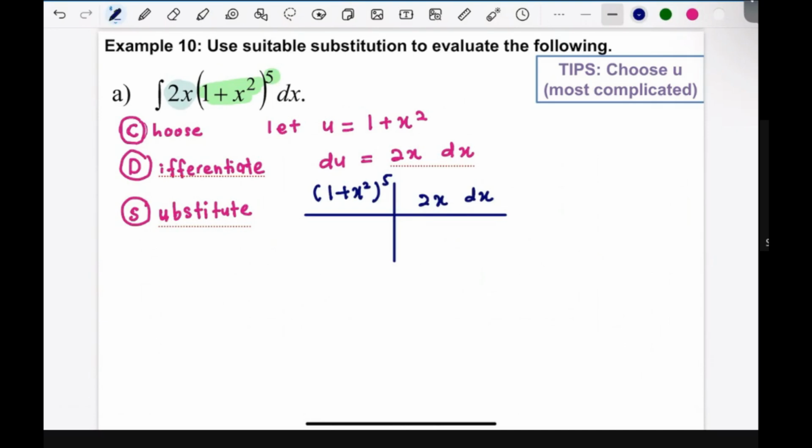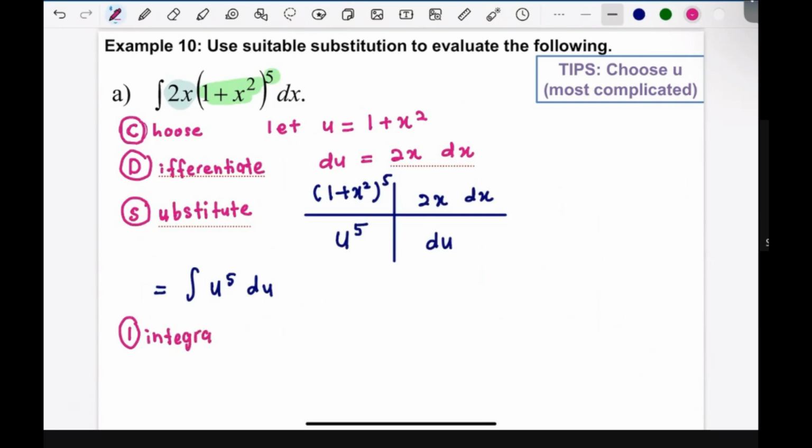And we can now substitute our function in terms of u. So 1 plus x squared, just now we let as u. Since we have to the power of 5 now, it will be u to the power of 5. And then 2x dx is exactly the same as our du. So we can now rearrange back our question as the integral of u to the power of 5 du. And moving on to our fourth step, I stands for integrate.